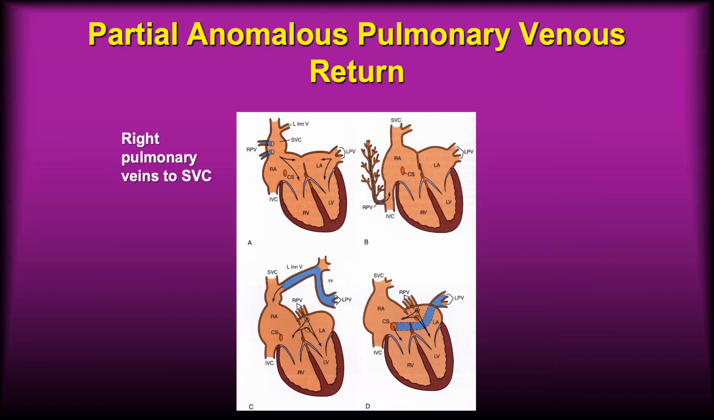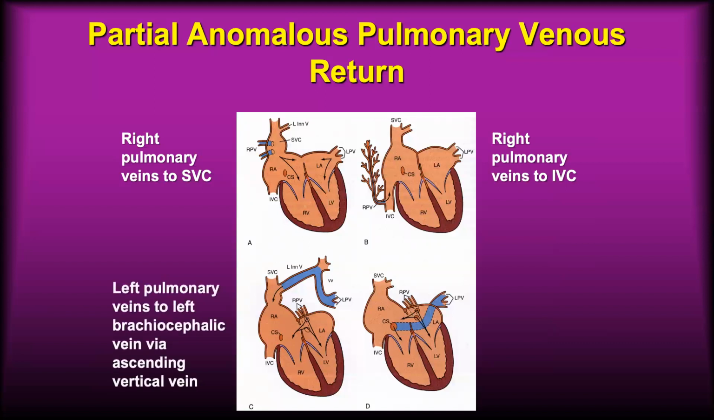All right, so there's several different presentations. We could have right pulmonary veins to the superior vena cava. Could have right pulmonary veins to the inferior vena cava. Left pulmonary veins to the left brachiocephalic vein via the ascending vertical vein, which is right here. So LPV, left pulmonary veins, vertical vein. It says left innominate vein, another word for brachiocephalic, coming into the SVC. So you see it's all coming into the right side of the heart.